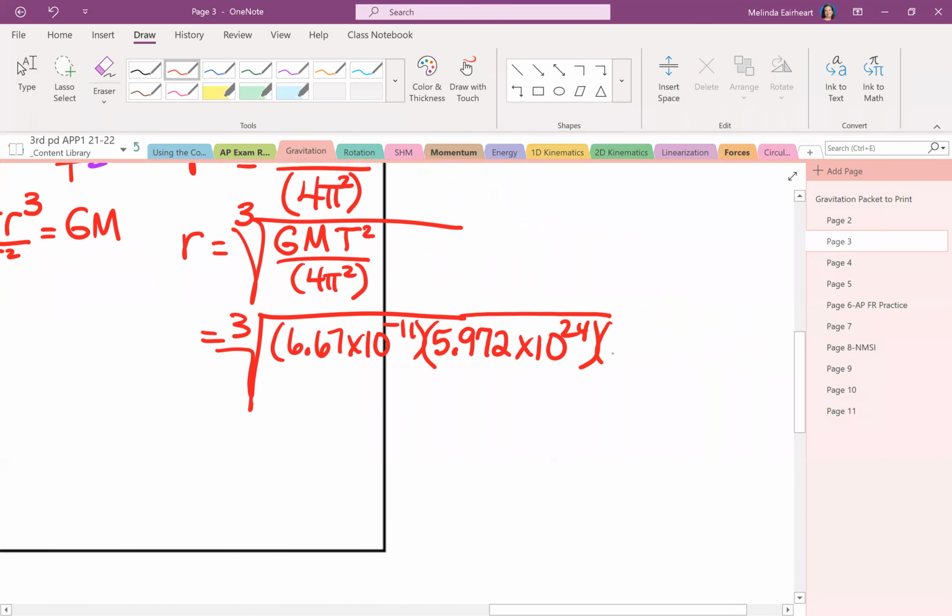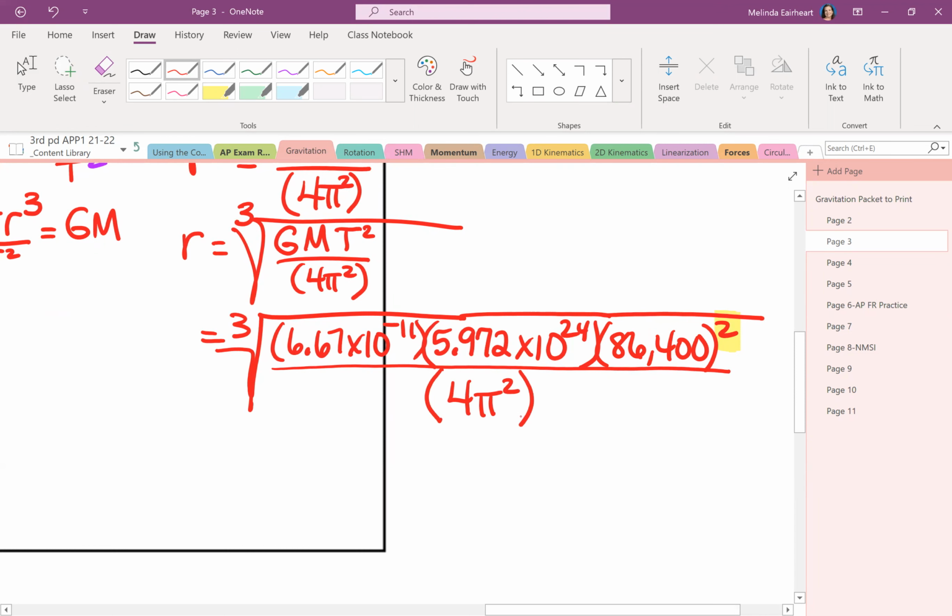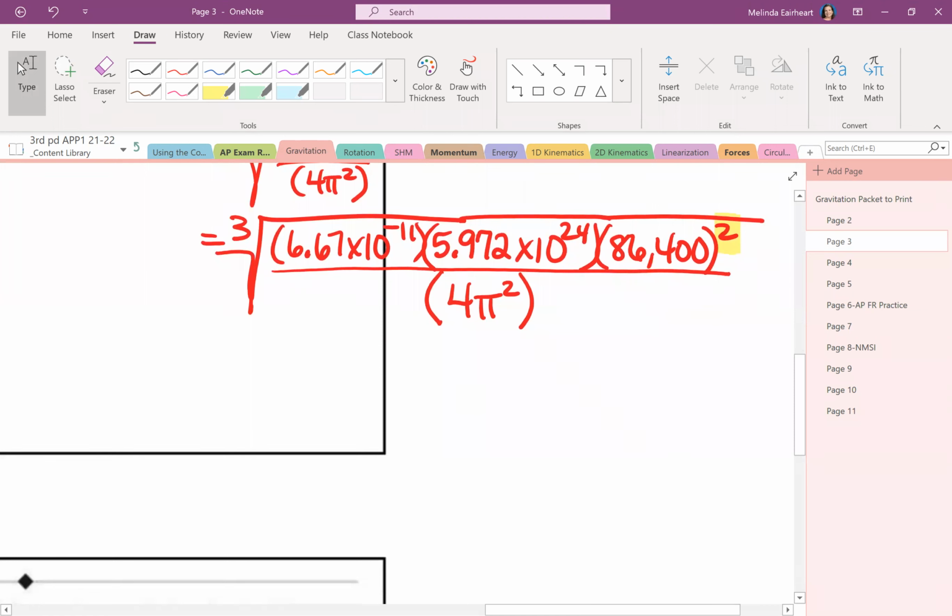And then T was that 86,400 seconds. Don't forget to square that one. All over, know your calculator, if it needs the parentheses or not. I think these yellow ones do. So again, this is a whole lot. I don't recommend doing this in one calculator step. I break it down into numerator, denominator, and then I'll cube root. So calculate with me.